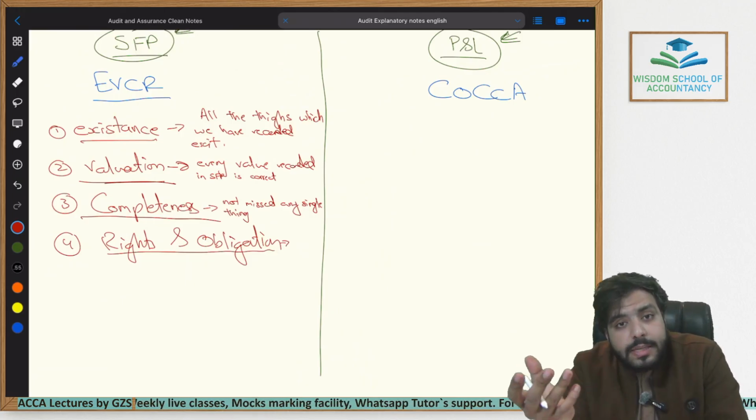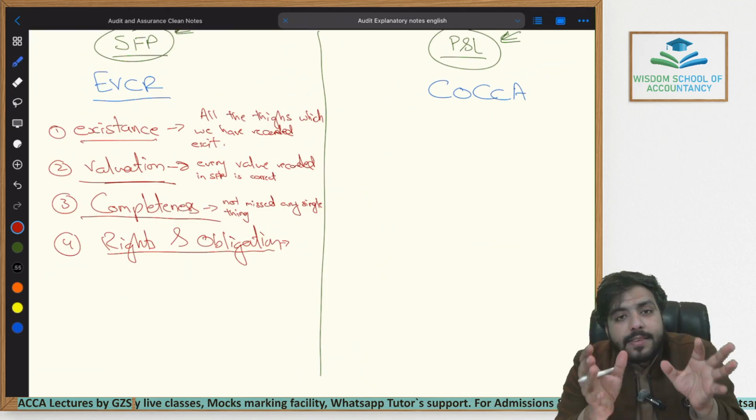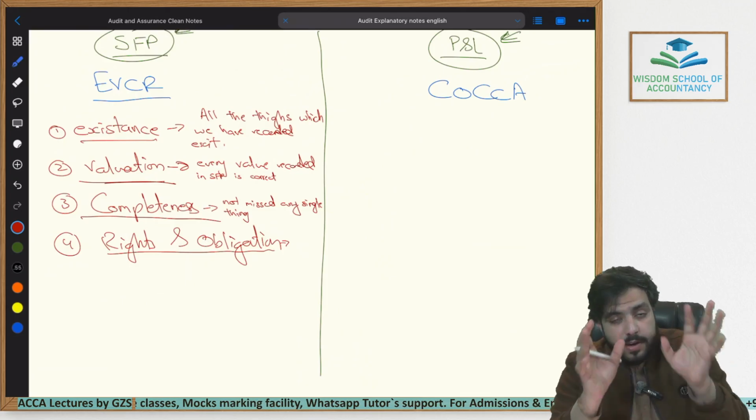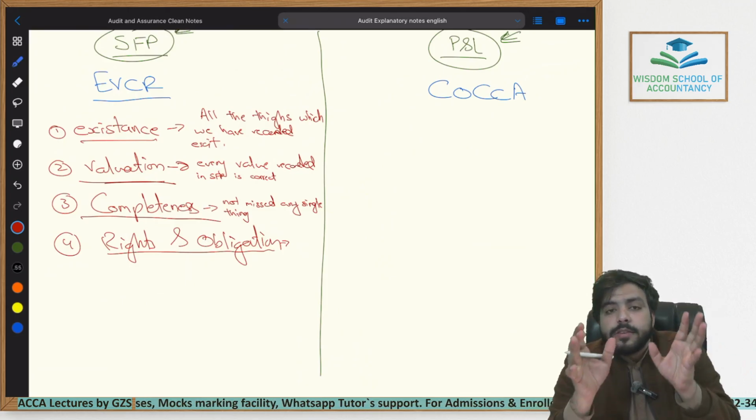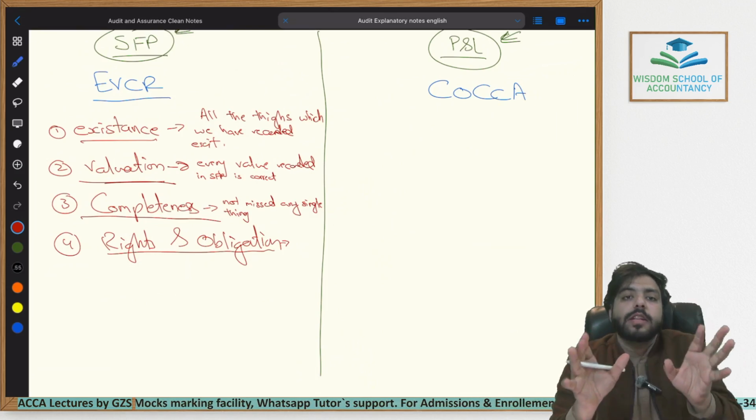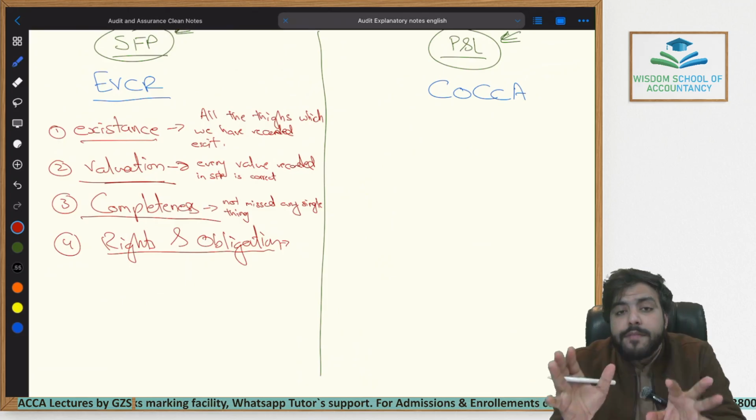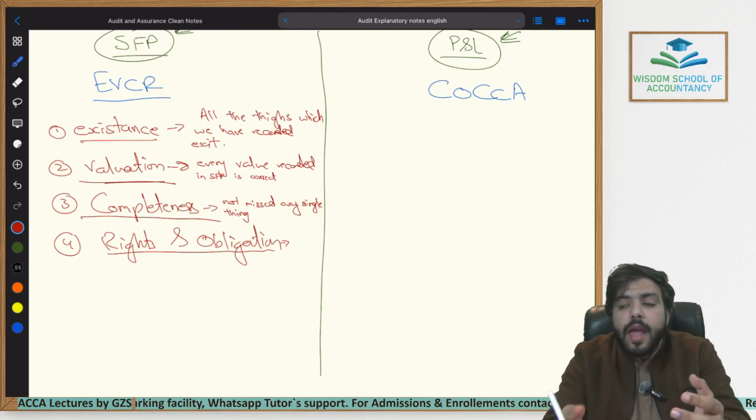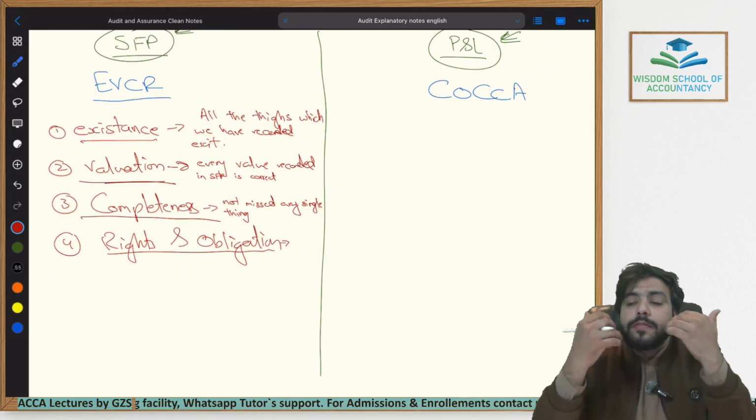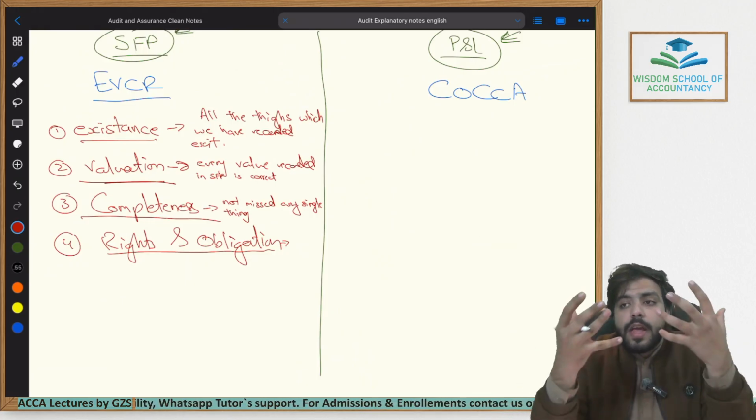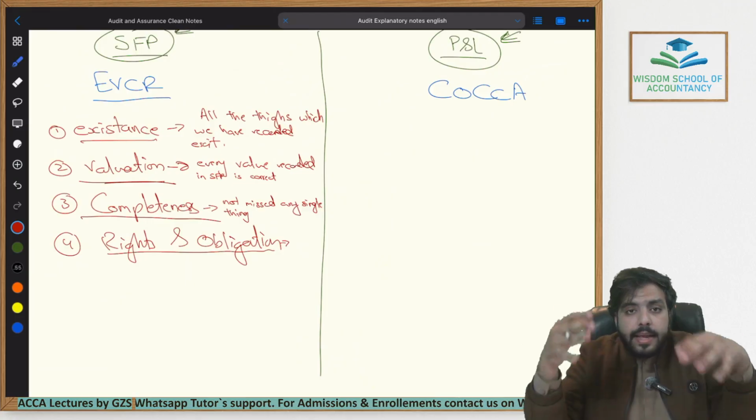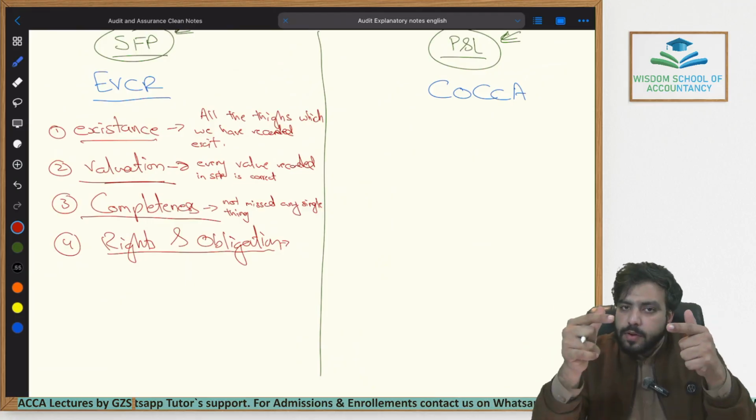Let's come towards rights and obligation. Whenever the management tells the auditor that the rights and obligations is correct, or we have the rights, this means that the management is trying to tell the auditors that whatever we have recorded, we have the right to record it. We own that asset. We practically control that asset. That is why we have recorded it.